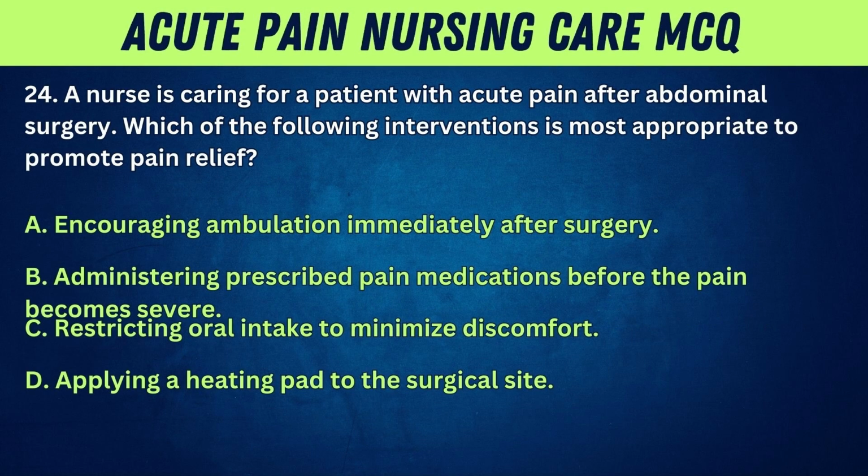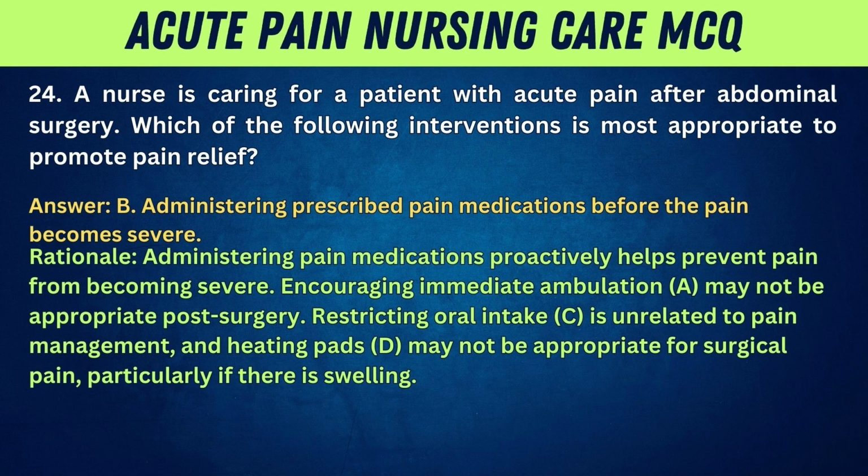24. A nurse is caring for a patient with acute pain after abdominal surgery. Which of the following interventions is most appropriate to promote pain relief? A, encouraging ambulation immediately after surgery. B, administering prescribed pain medications before the pain becomes severe. C, restricting oral intake to minimize discomfort. D, applying a heating pad to the surgical site. Answer: B, administering prescribed pain medications before the pain becomes severe.